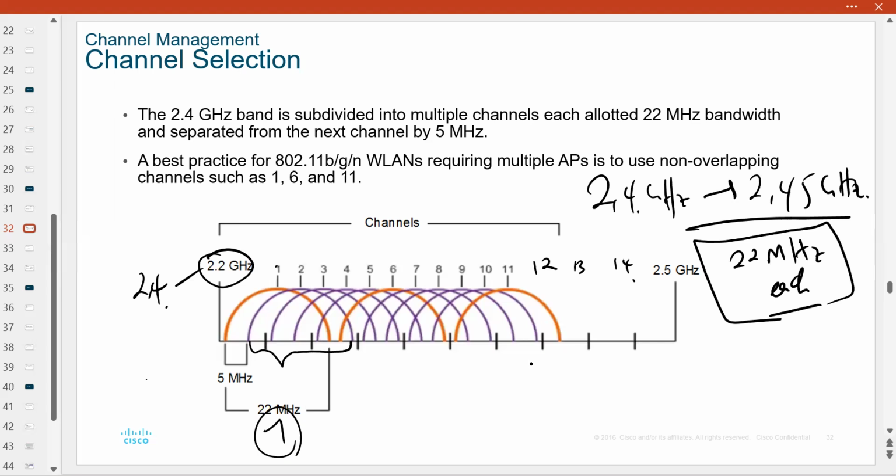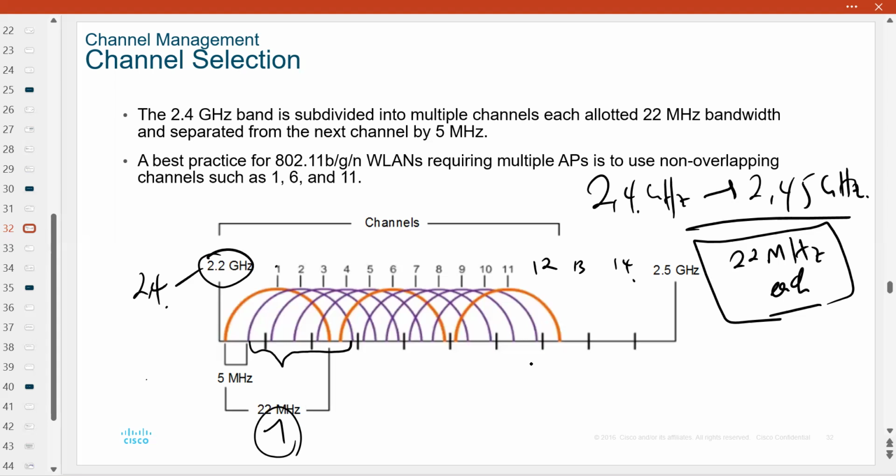The reason why they overlap and still do not interfere is because of orthogonality. So with the 2.4 gigahertz band, we have 14 channels, each channel 22 megahertz. Then we have a separation of 5 megahertz between channels which follow each other. Channel 1 and 2, in between we have 5 megahertz.